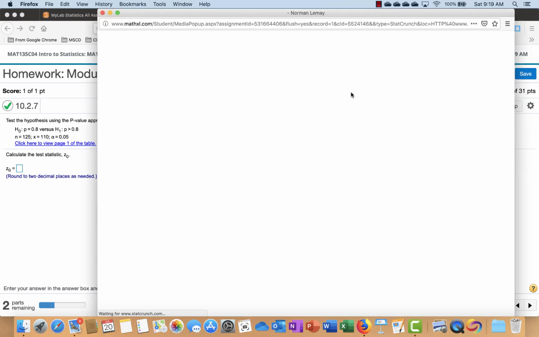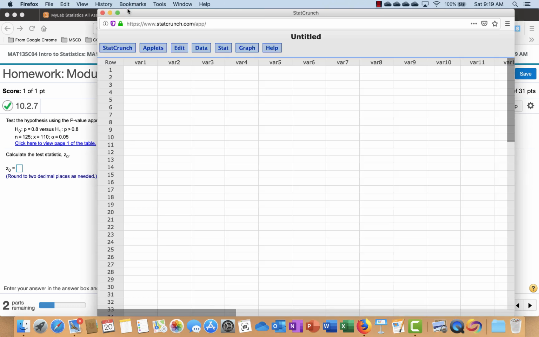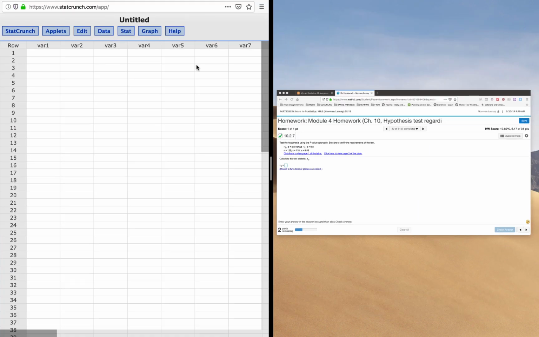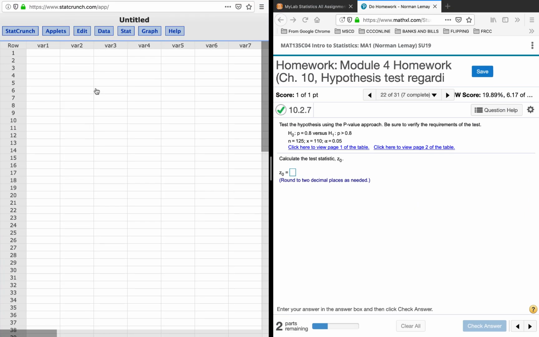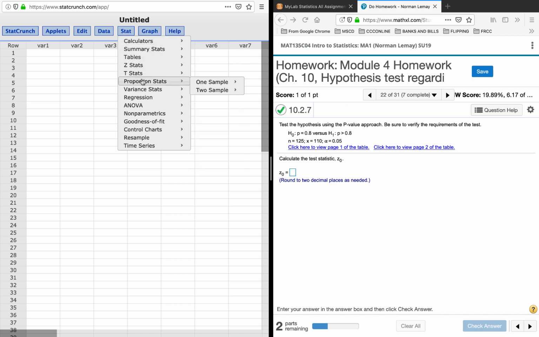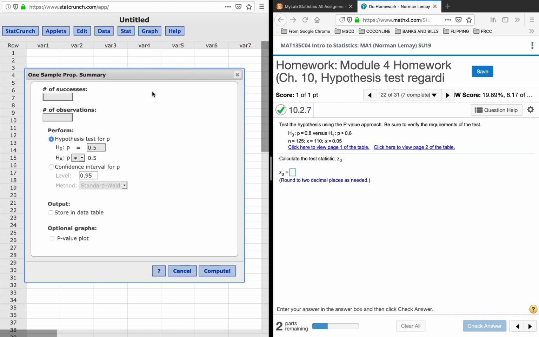Okay, just question help, fire up our StatCrunch. Again, I'd like to parallel my windows. Okay, and again, we'll come over here to Stat, and in this case, Proportion Stats. We're going to choose One Sample. And notice in this case we are not given data, so we'll go ahead and choose With Summary. Here we want the number of successes, X, which in this case is 110, and the number of observations, N, which is 125.